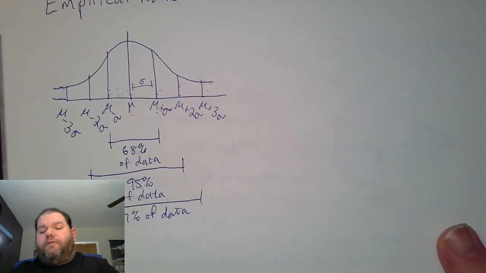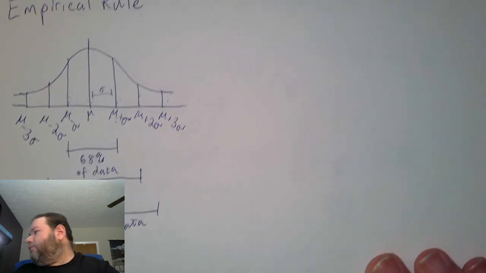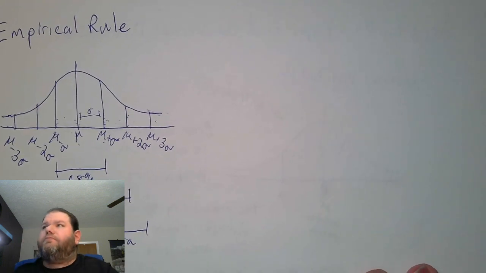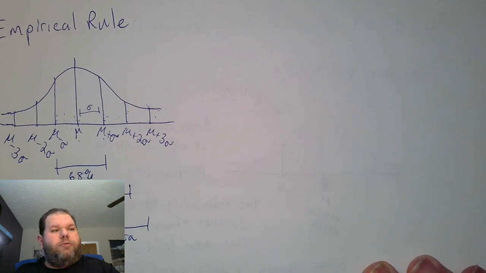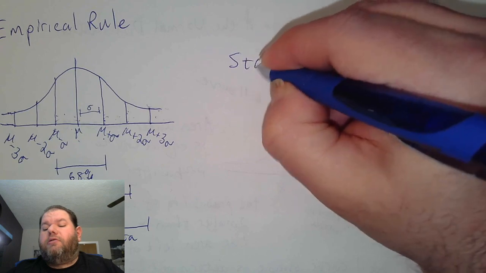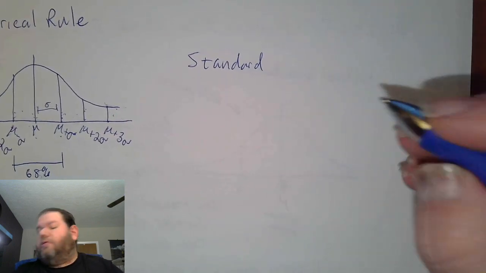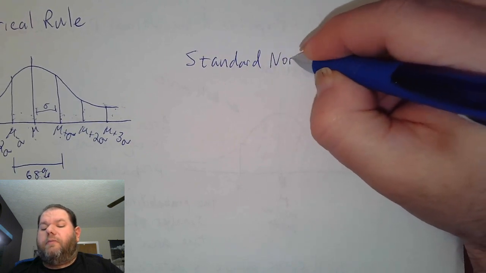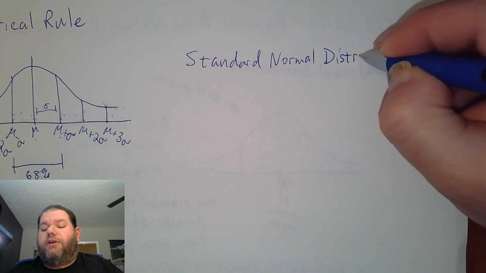So that's the empirical rule. Let's look at the standard normal distribution. That's a good word. And this is something that we actually need to use.